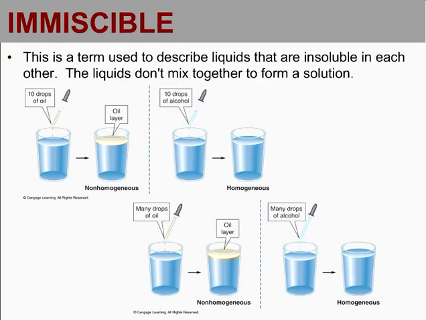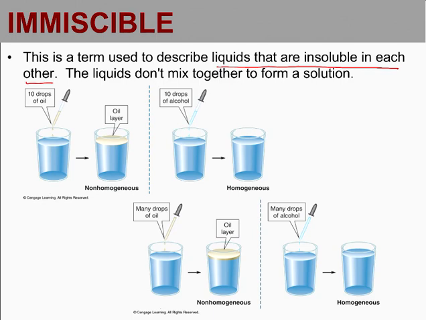All right. Now, another term we can use to describe solutions or solvents, or solutes in solution, is immiscible. So immiscible is a term used to describe liquids that are insoluble in each other. So that means that the liquids don't mix together to form a solution. A really famous example is oil and water. Oil and water do not mix with each other, so they are immiscible.